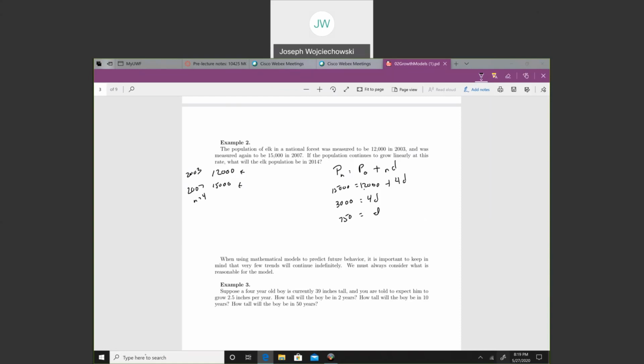Now we want to know what the population will be in 2014. So in this case, n is 11. So p of 11 is equal to p sub 0, which is 12,000, plus 11 times d. So we have 12,000 plus 11 times 750, which is 8,250, and we have 20,250 elk. And that's it.